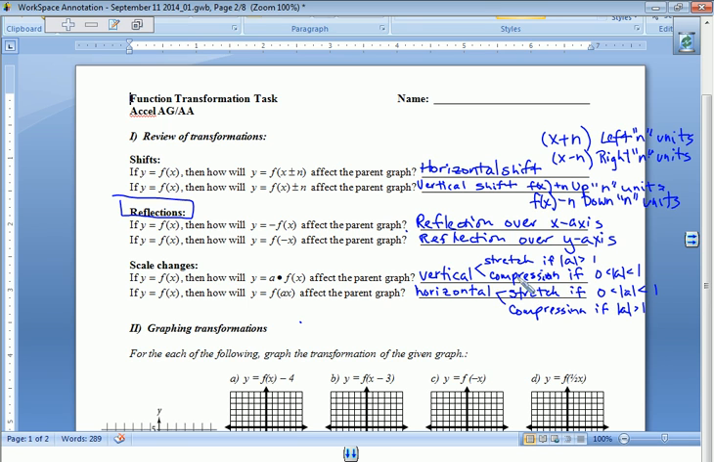All right. And then compression would be where it's between 0 and 1. Now the horizontal stretch is where it's between 0 and 1. So once again, we have to think differently. If we have a multiplier here of 1/2, when it affects the x, we have to think opposite. What is the opposite of multiplying by 1/2? Multiplying by 2. So if the multiplier is between 0 and 1, that's actually causing the stretch. And if it's greater than 1, it's a compression.